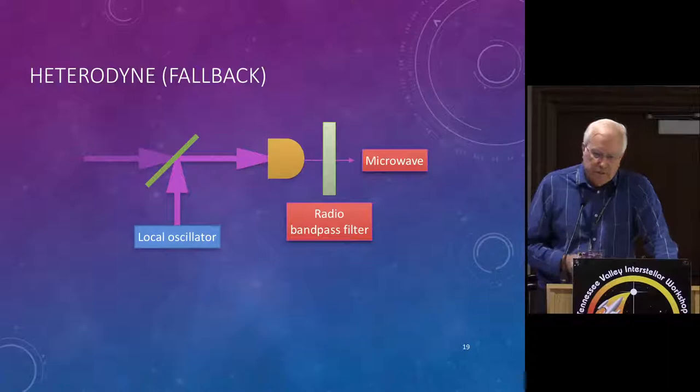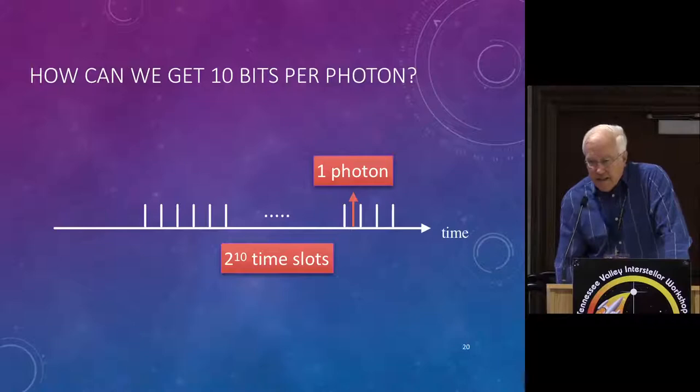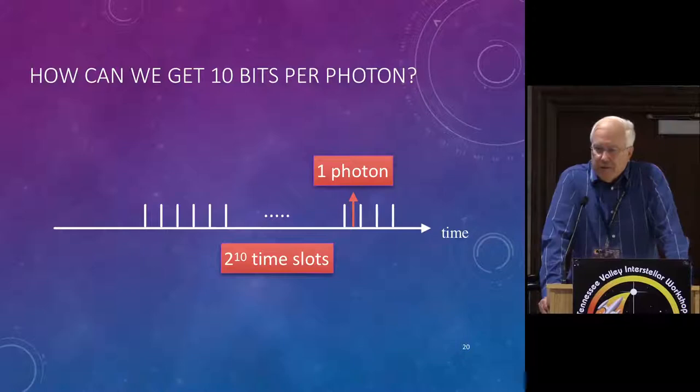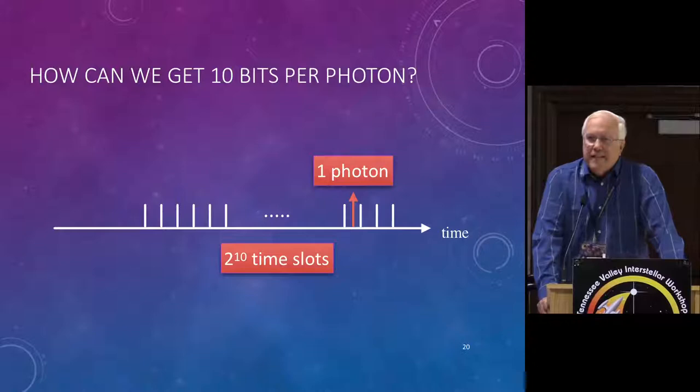Now, one of the things that I mentioned to my physicist friends, we're going to get 10 bits per photon, the typical first question is, how in the world are you going to do that? Don't you require at least one photon for each bit of information?